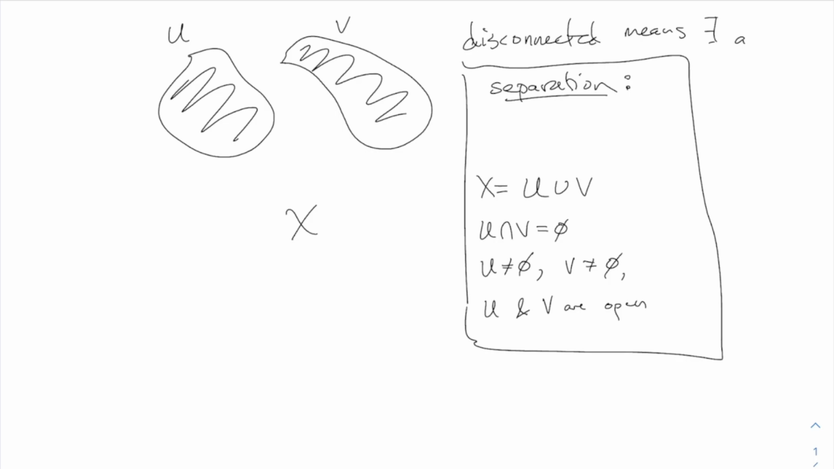It's kind of a lot of stuff here, although the idea of it, I think, is very natural and very simple. There's a lot of little details in the definition. That's called a separation of X. And if such a thing exists, then X is disconnected. And if there is no possible separation, then X is connected. And we did a bunch of examples last time.